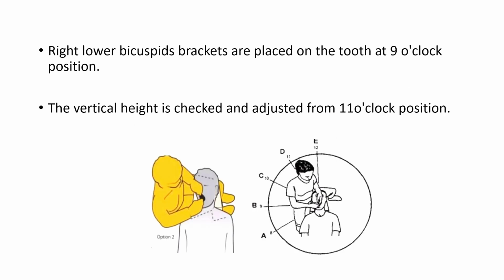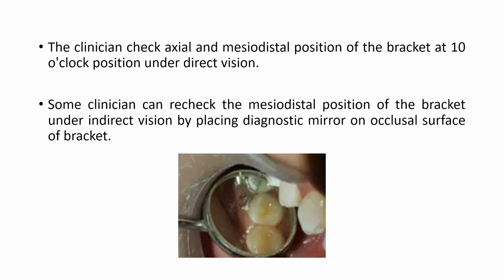Right lower bicuspid brackets are placed on the tooth at 9 o'clock position. The vertical height is checked and adjusted from 11 o'clock position. The clinician checks axial and mesiodistal position of the bracket at 10 o'clock position under direct vision. Some clinicians recheck the mesiodistal position of the bracket under indirect vision by placing a diagnostic mirror on the occlusal surface of the bracket.